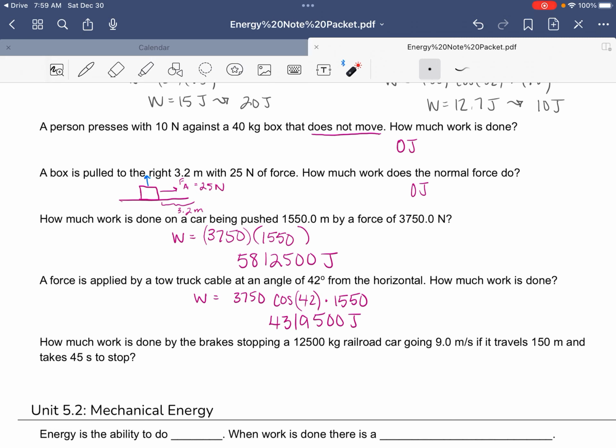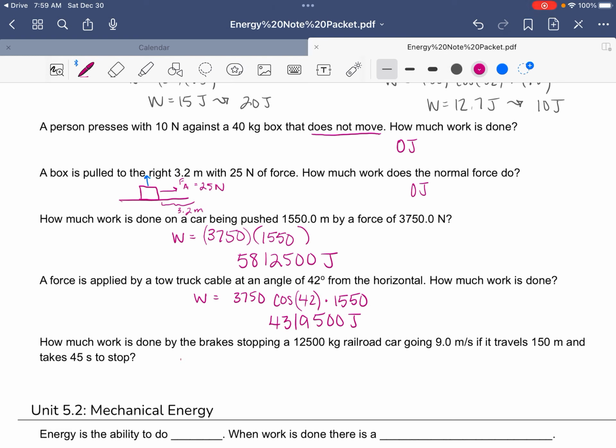All right, for our last one for this lesson, how much work is done by the brakes stopping a 12,500 kilogram railroad car going 9 meters per second if it travels 150 meters and takes 45 seconds to stop? Okay, so we have a lot of information given to us here. So let's first start just by kind of drawing out our free body diagram.